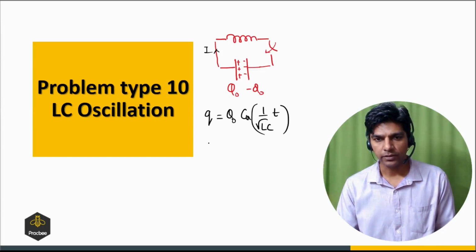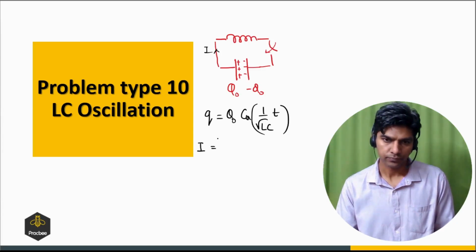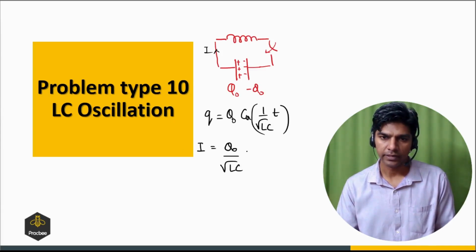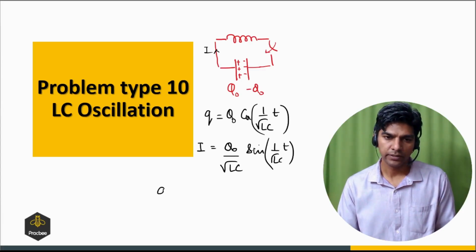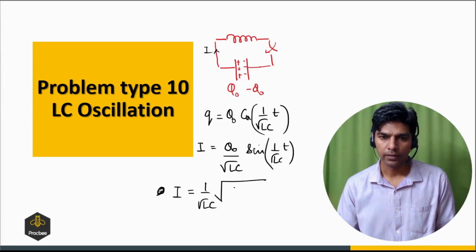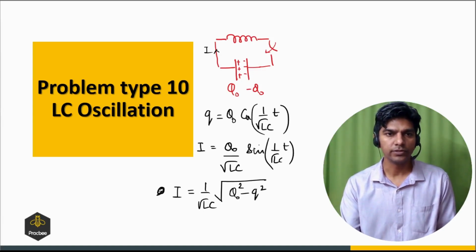And if you want to find the current, we can differentiate that. So the current will be Q naught by root LC times sine of 1 by root LC times t. Or we can also remember that the instantaneous current will be given as 1 by root LC times root of Q naught square minus small q square, right? So these three formulas you have to remember.